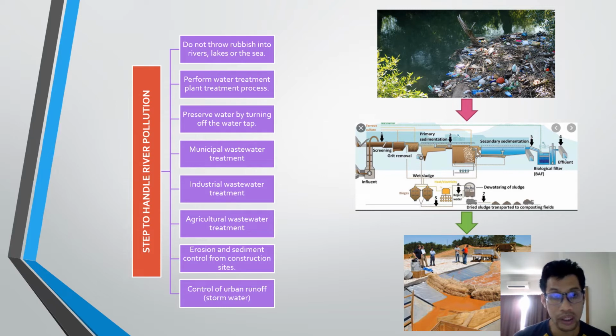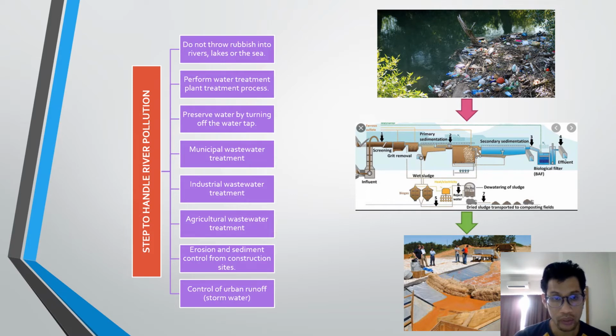For the third one is preserve water by turning off the water tap. This method helps prevent water wastage problems and reduce the quantity of contaminated water that needs to be treated.